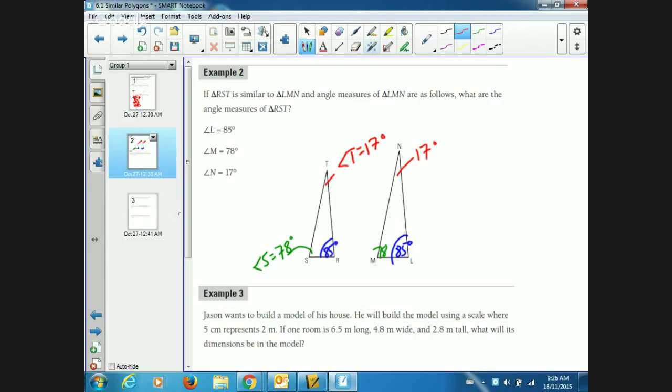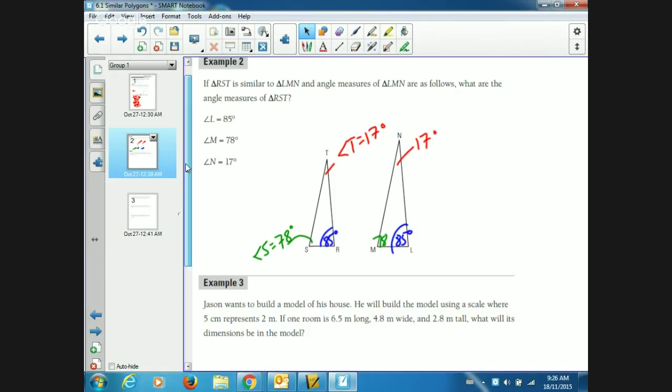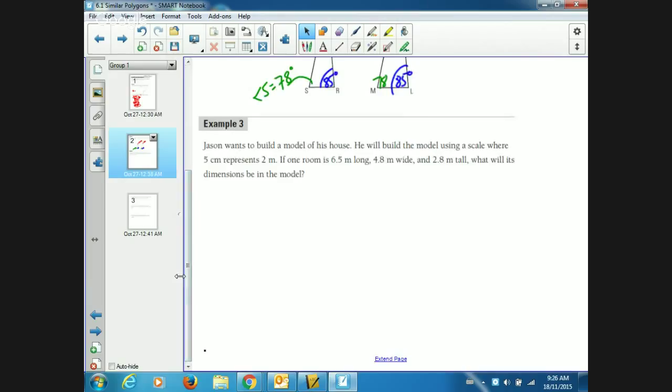Just because it's smaller, it doesn't change the angles. The sides are different, but the angles are the same. That's the whole thing there. That's a pretty simple one. But you need that to solve bigger problems.